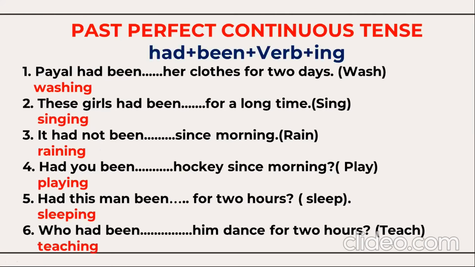Now past perfect continuous. Had been verb plus ing. Had been verb plus ing, past perfect continuous tense. Now here, Payal had been washing her clothes for 2 days. Means to say a complete action which was going on in the past, a continuous complete action in the past.